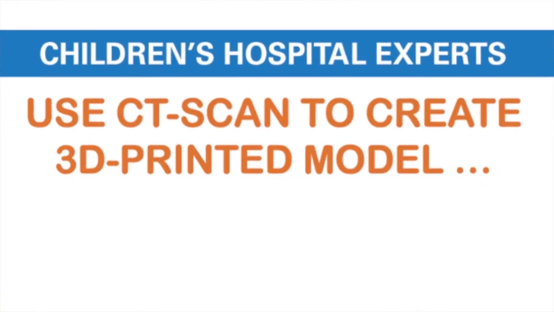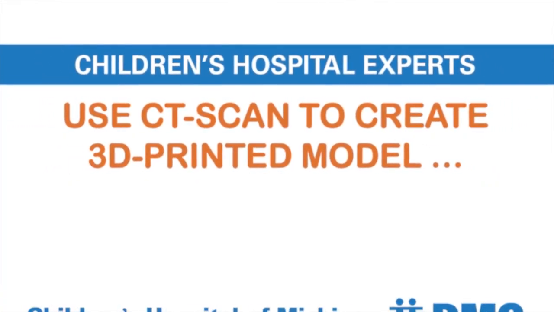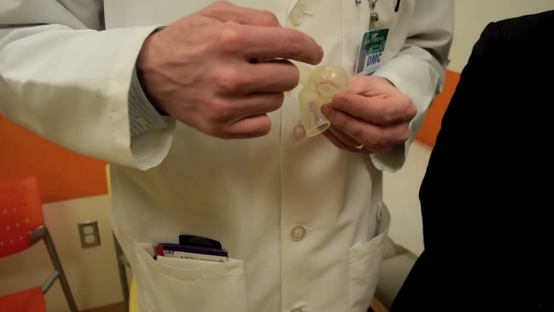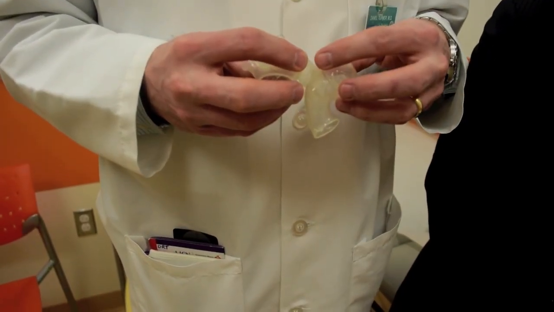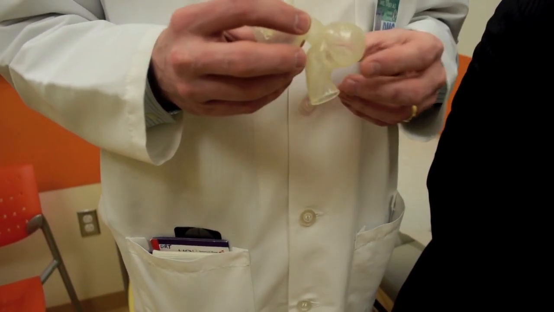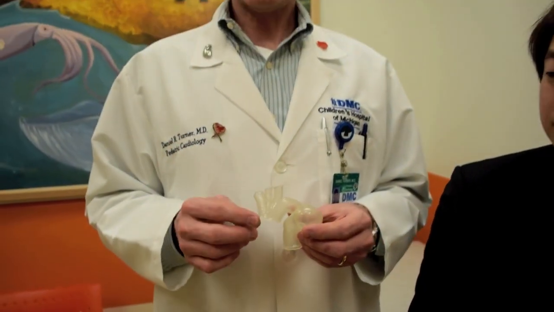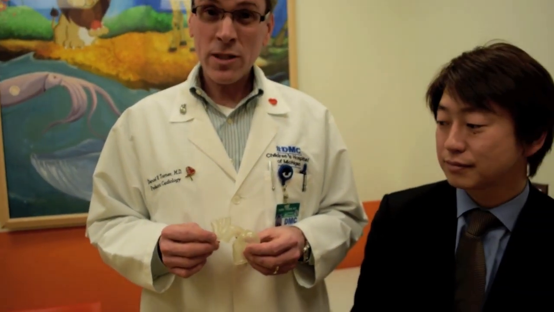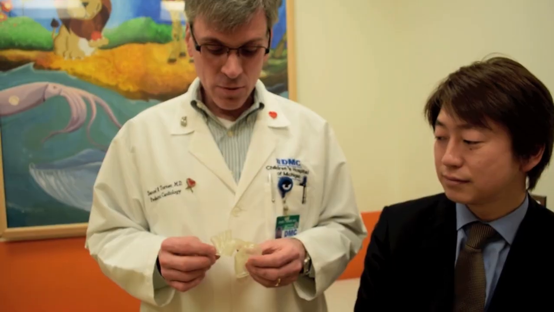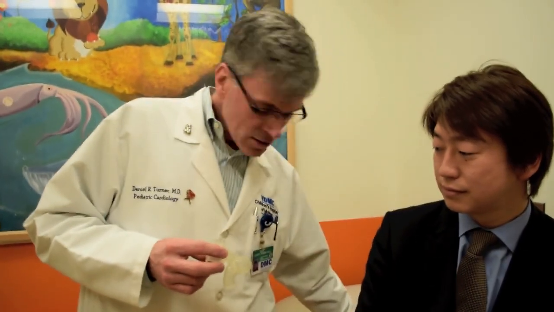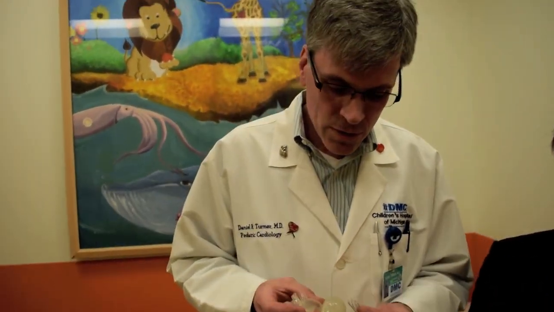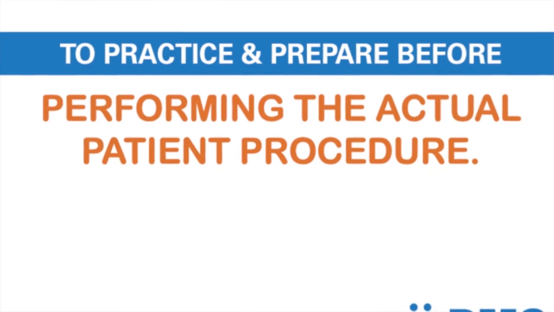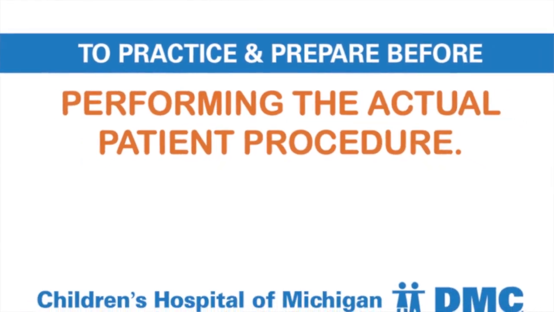So this is an exact model of the patient's heart, and you can see the aorta here with this large aneurysm here that is abnormal. So one option to take care of this would be a surgical option, which carries with it some additional risk. So what we decided to do was to treat this area with a stent. In that sense, we practice the actual procedure prior to the actual patient case.